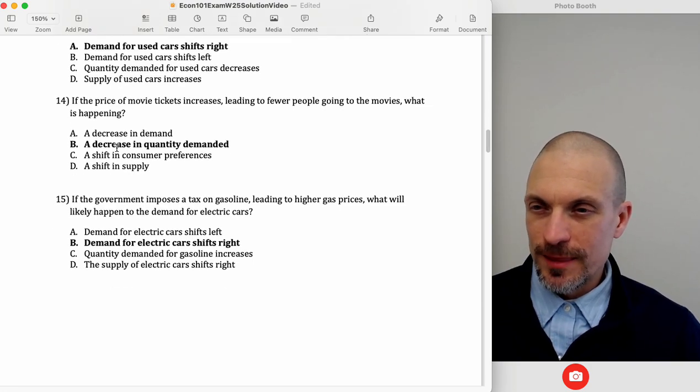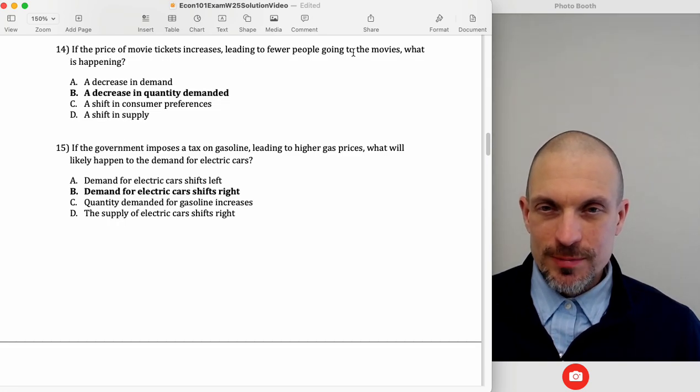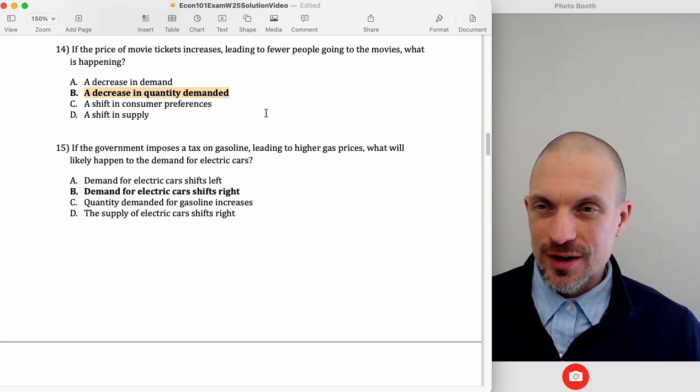Other things equal, if the price of movie tickets increases, leading fewer people to go to the movies, what's happening? Oh, change in price. So if prices change, there can only be a change in quantity, a decrease in quantity demanded. Higher price, lower quantity demanded, that's the law of demand.